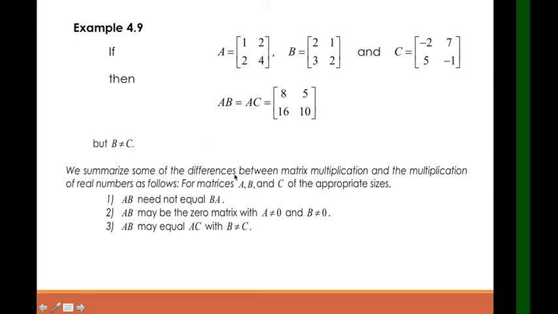We summarize some of the differences between matrix multiplication and the multiplication of real numbers as follows. For matrices A, B, and C of the proper sizes, AB need not equal BA. That's actually a proposition that was given in our previous video, that AB is not equal to BA. AB may be the zero matrix with A not equal to 0 and B not equal to 0. And AB may equal AC with B not equal to C. Okay? Obviously, B is not equal to C, but A is equal to A. Right? A is equal to A, but B is not equal to C.